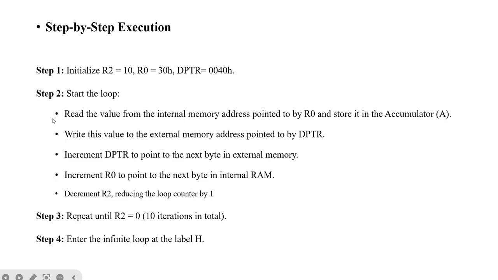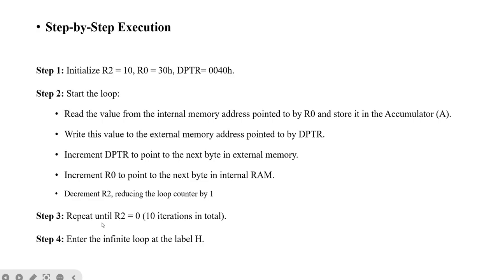Then we have the second step, wherein we'll start the loop. Here we'll read the value from the internal memory address pointed to by R0, and store it in the accumulator A. Then we'll write the value in the accumulator to the external memory address pointed to by the DPTR. Then we will increment the DPTR to the next byte in the external memory, and increment R0 to point to the next byte in the internal RAM. Then we'll decrement R2, reducing the loop counter by 1.